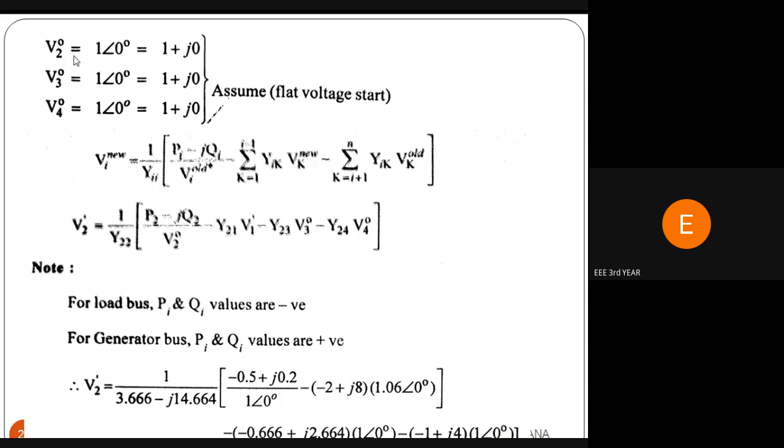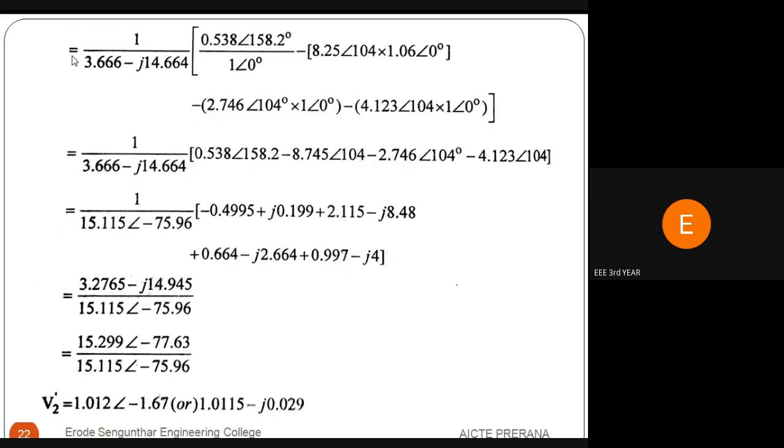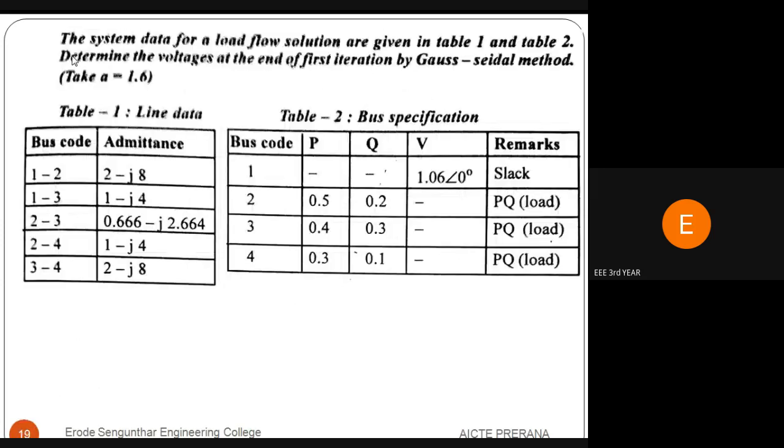Then second bus. Yeah, so here the voltage was given for the slack bus only. They are given the value. So it is considered V1, and V2, V3, V4 are all load buses.